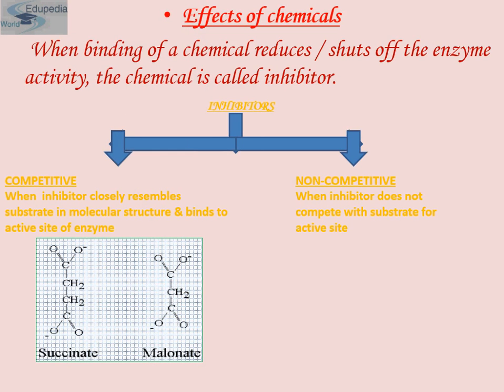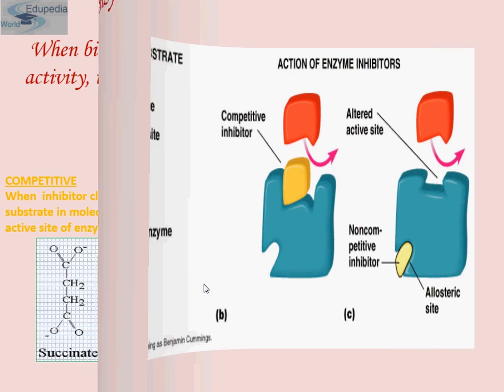Effect of chemicals. When binding of a chemical reduces or shuts off the enzyme activity, the chemical is called an inhibitor. They are of two types, competitive and non-competitive. Competitive is when the inhibitor closely resembles the substrate in molecular structure and binds to the active site of the molecule, and non-competitive is when the inhibitor does not compete with the substrate for the active site. Okay. Competitive inhibitors are succinate and malonate.